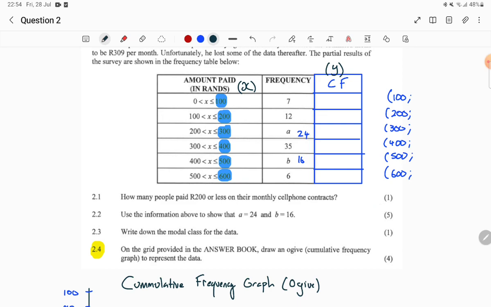But you are given the frequency here, and it's a cumulative frequency graph, so you need to add, and cumulative means you need to add up all of these frequencies. So in this instance, the first one will be 7, and you need to add one each time. So it will be 7 plus 12, that will be 19. 19 plus 24 is 43, and so on. If we add these two together, 78, and our last value would have to be 100.